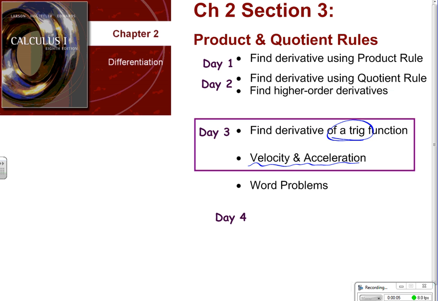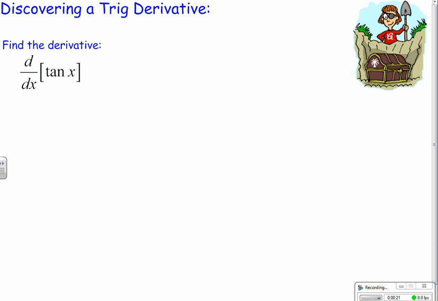Welcome to section 3 of chapter 2. Earlier we've been working on the product and quotient rule, and so now, day 3, let's pull in the trig functions and look at derivatives of all the 6 main trig functions, and also we're going to look at velocity and acceleration. First, I would like to start us out with discovering what the derivative of tangent is.